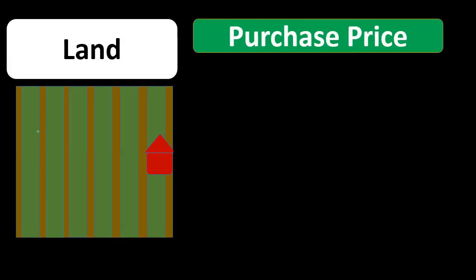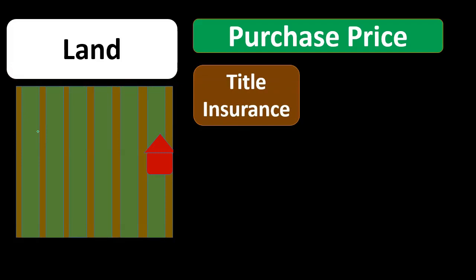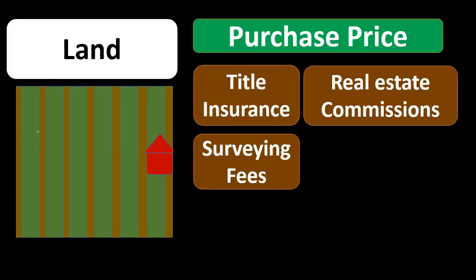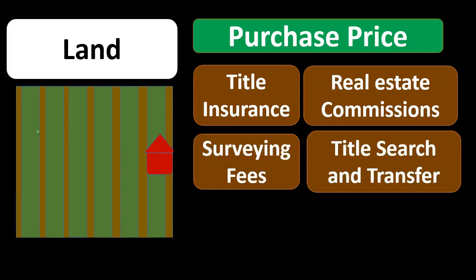So then if we have land, it's another category of property, plant, and equipment. What is included in the purchase of land? Obviously, the purchase price of land. Same principles are in play here. The title insurance would be part of the cost of the land. The surveying fees, if there are any, would be in the cost of the land and be capitalized. We've got the real estate commissions, that would be a cost of the land. And we've got the title search and transfer, also going to be a cost of the land and improvements.